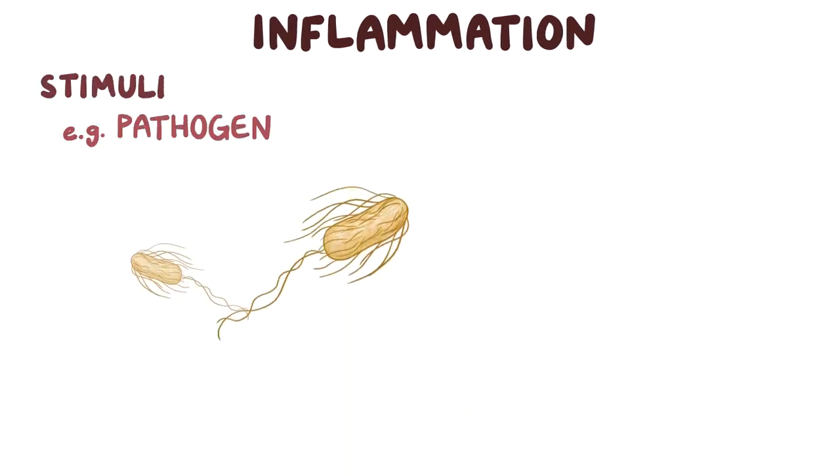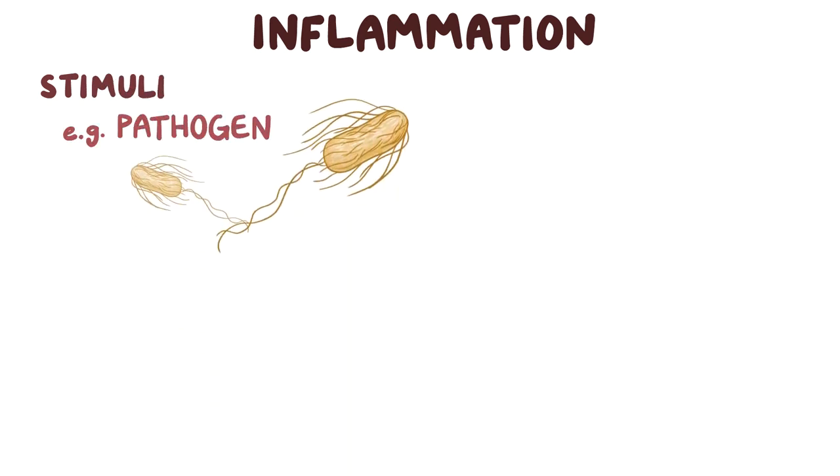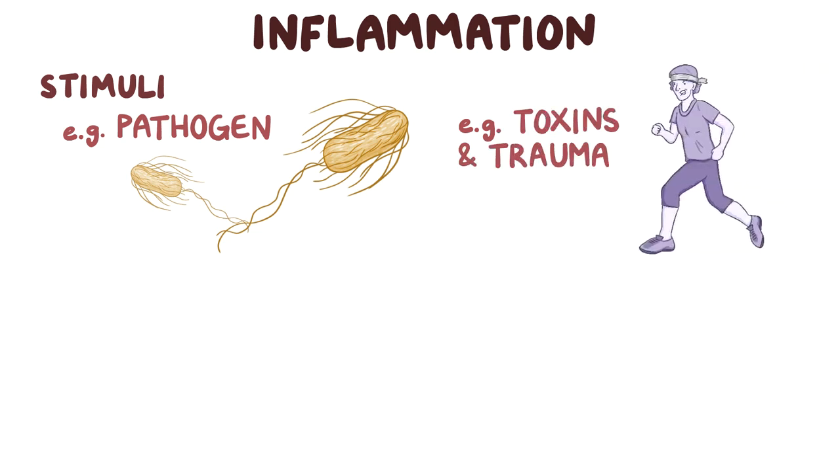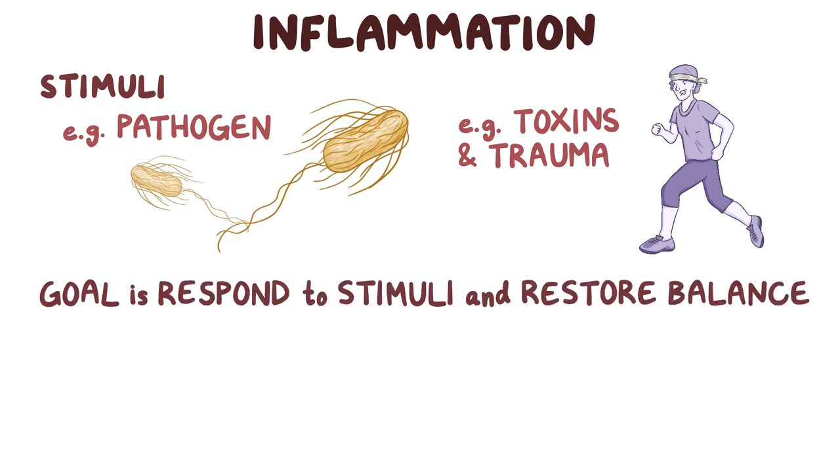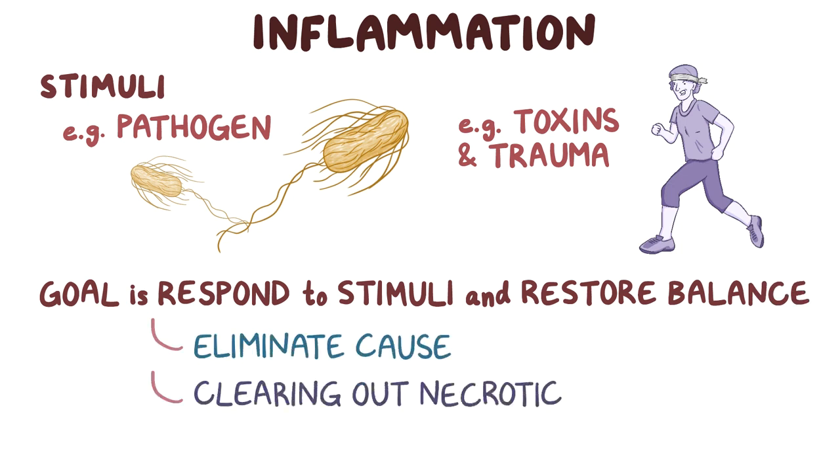Alright, so inflammation usually starts with some stimuli, like a pathogen. Now, even though pathogens are a common cause of infection which can lead to inflammation, inflammation can be caused by other things as well, like toxins and trauma. For example, after an intense workout, your muscles might feel sore. That's due to inflammation trying to repair your overused muscle fibers. Ultimately, the goal of inflammation is to respond to the stimuli and restore balance. Oftentimes, that includes eliminating the cause of tissue injury, clearing out necrotic or dead cells, and starting tissue repair.